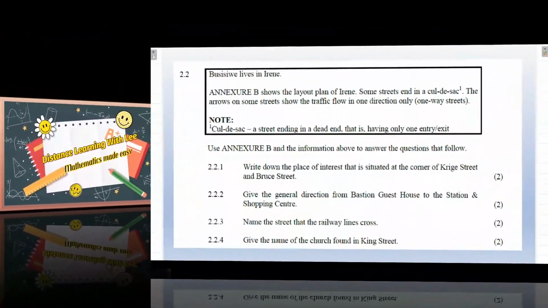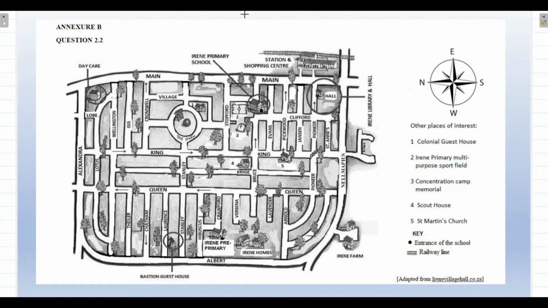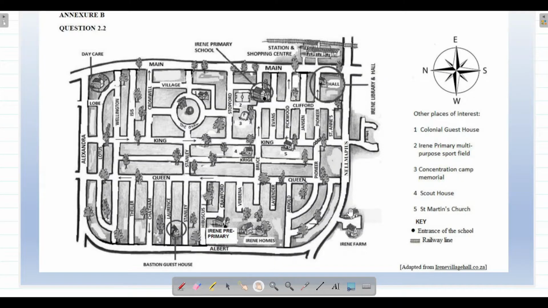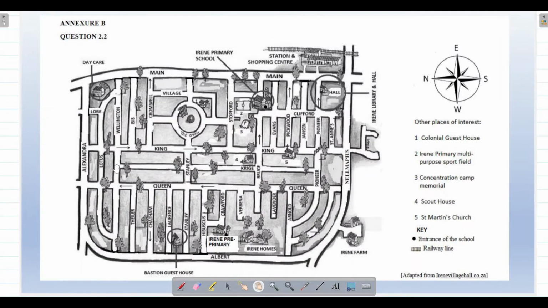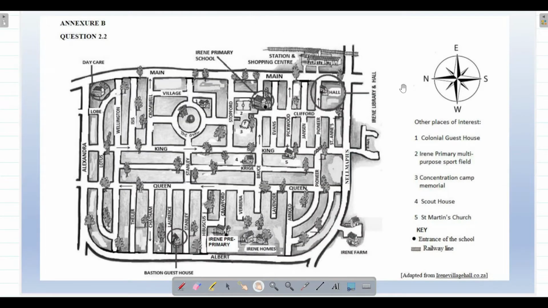Right. So like I mentioned in today's video tutorial, guys, we're going to be tackling question 2.2, and it's basically us just analyzing this map that is given to us, right? So the same thing as I did in question 2.1, we're just going to have a look at what is given to us here. Just quickly analyze what we can analyze just so that it makes it easy for us to tackle the questions together, right? So we're obviously given a map, right? And we know that this map is a layout plan, actually. It's a layout plan of Irene.